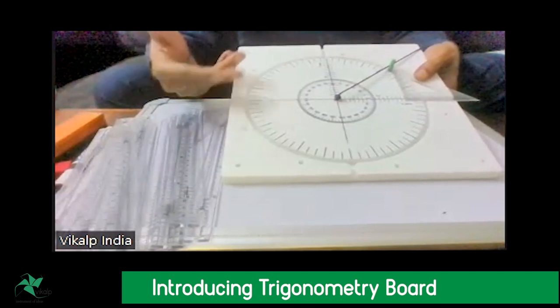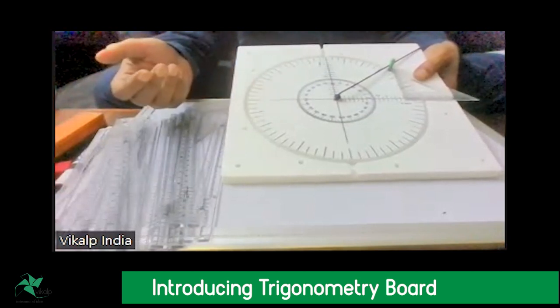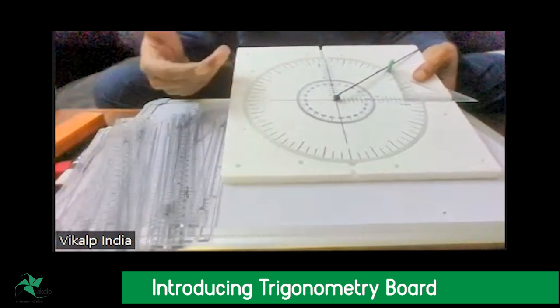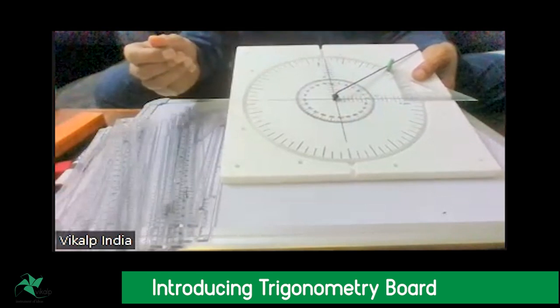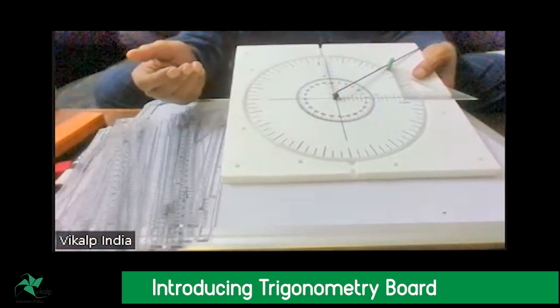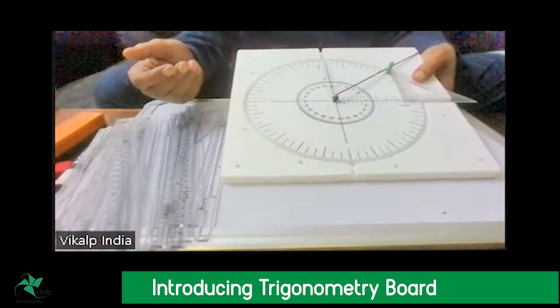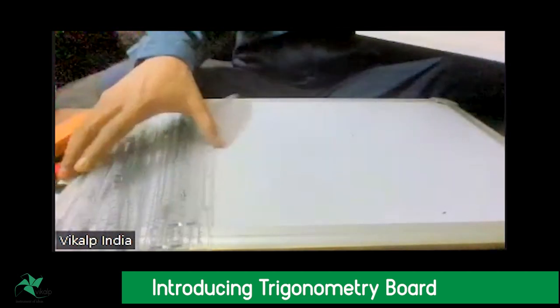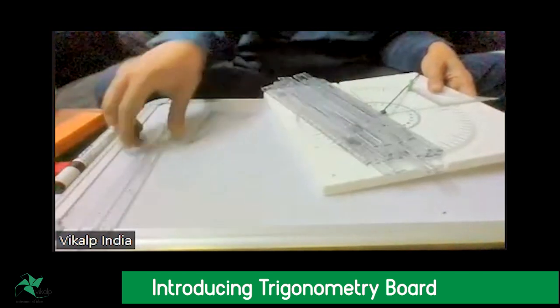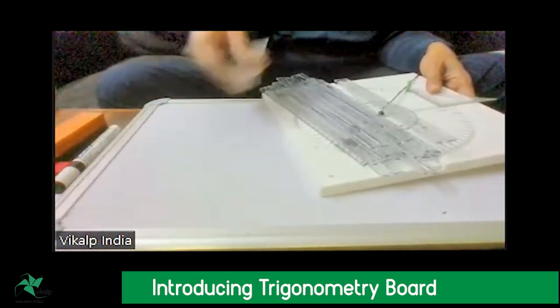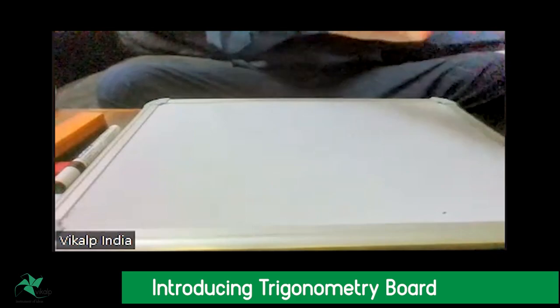So it can be used to verify different formulas of trigonometry. And they can also verify the trigonometric ratios. So these have a lot of this kind of scales, and if there is a set square, it can be used for measuring.